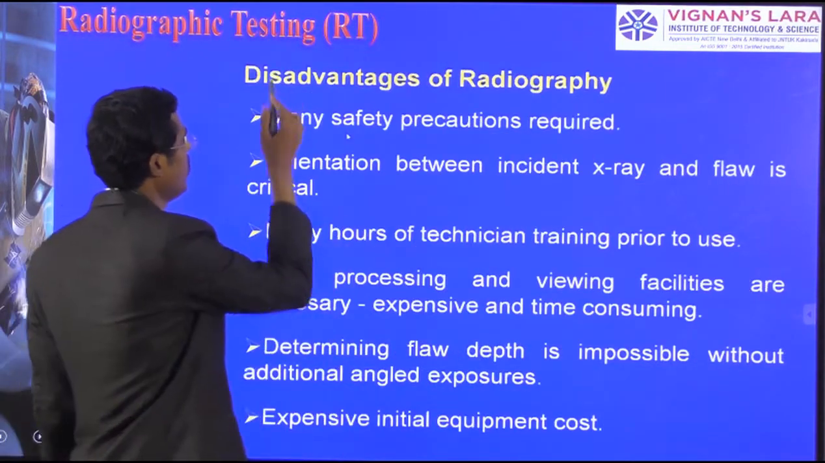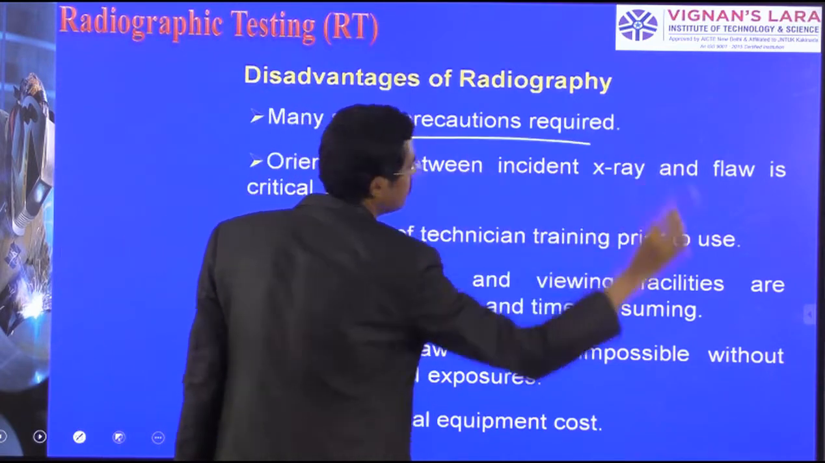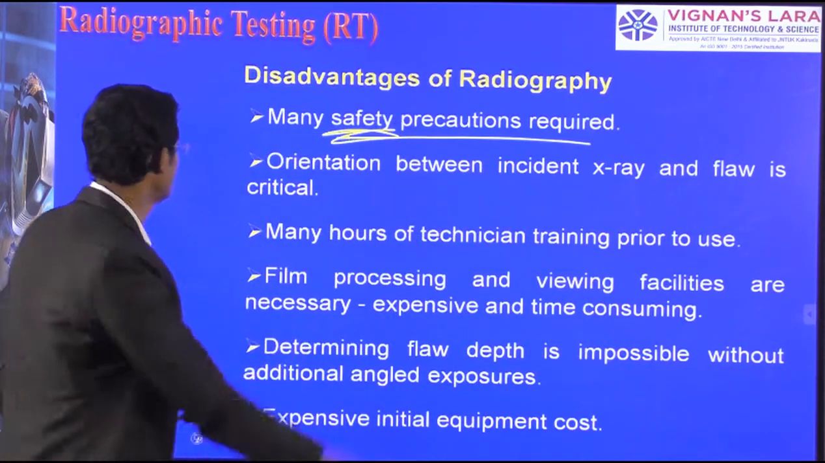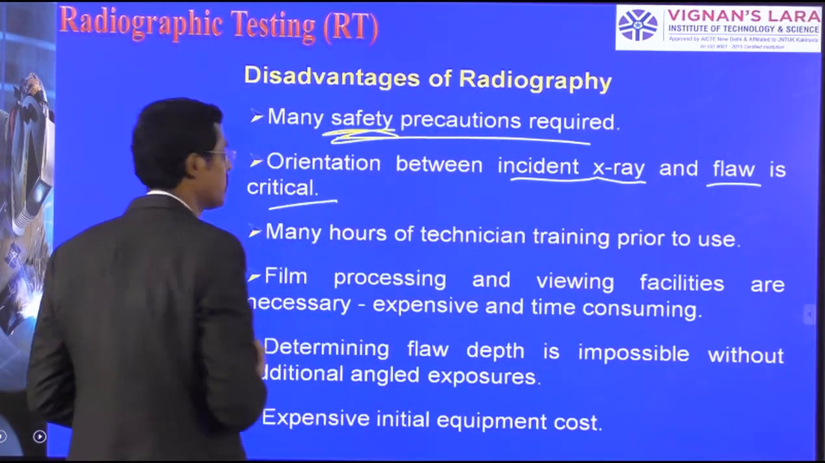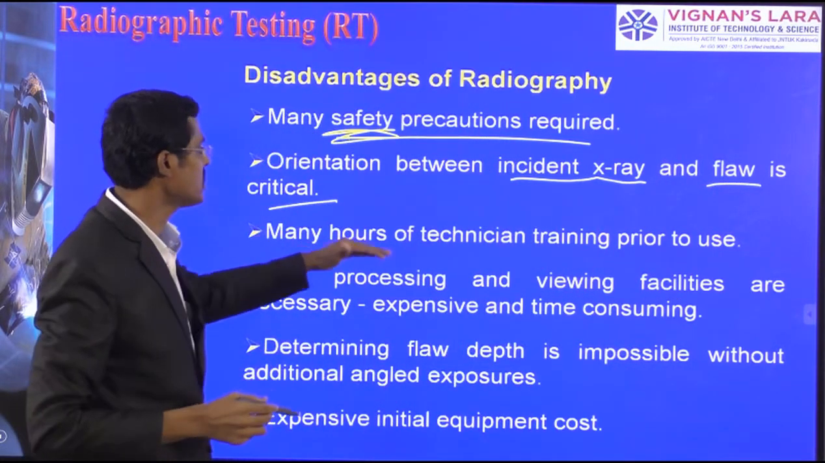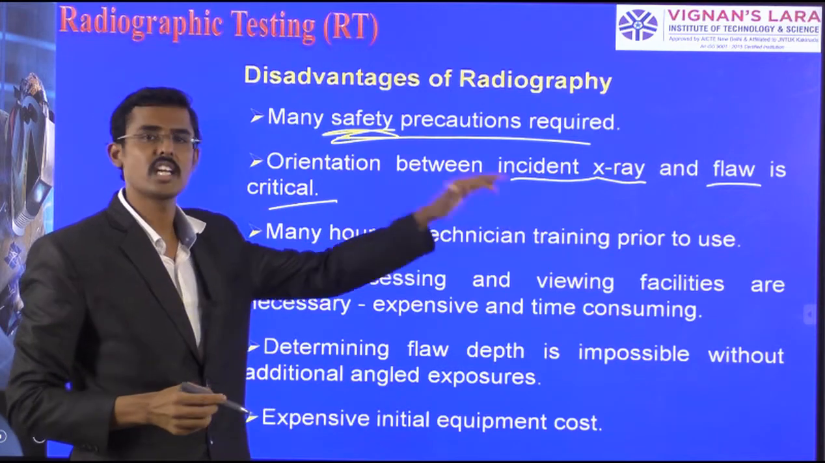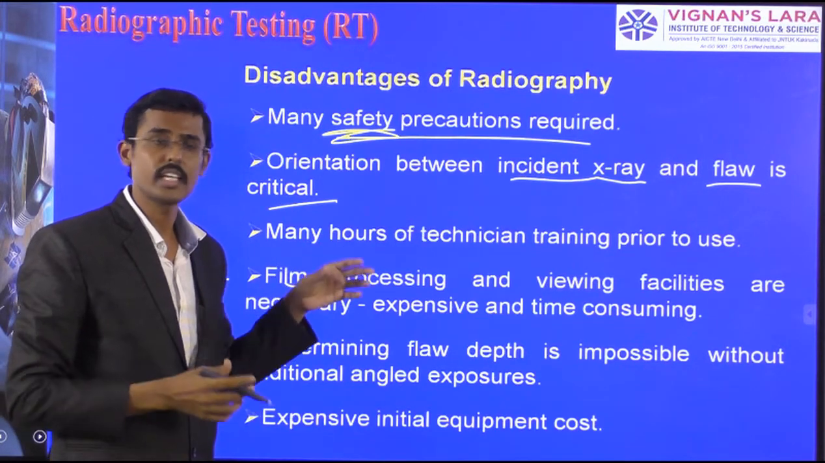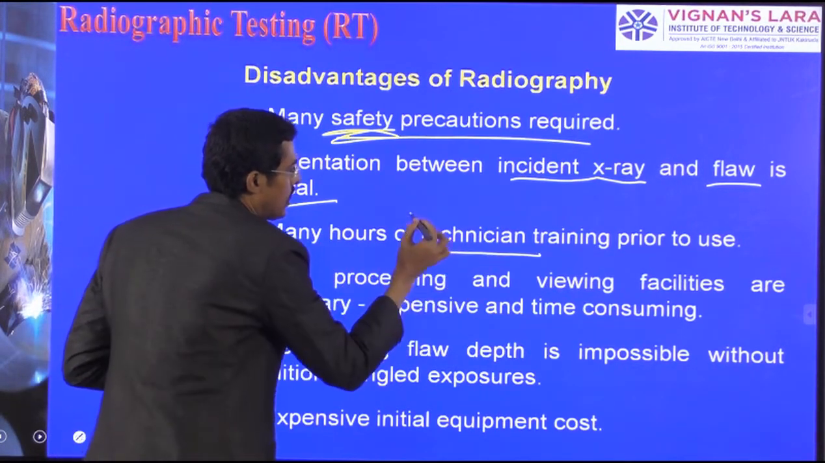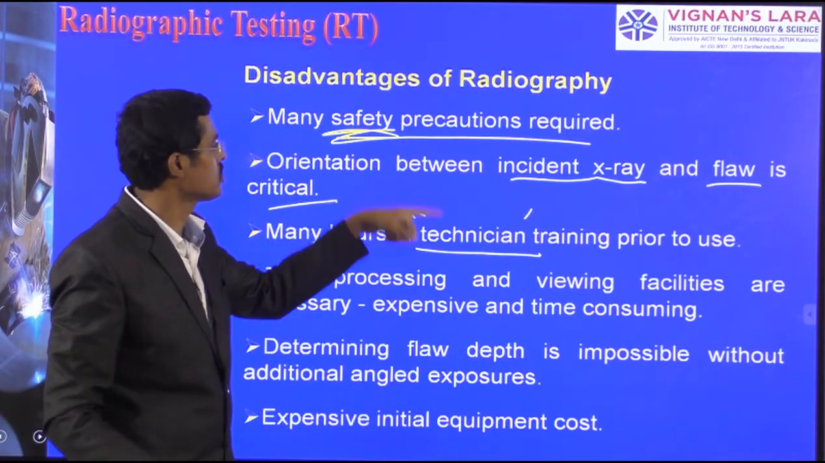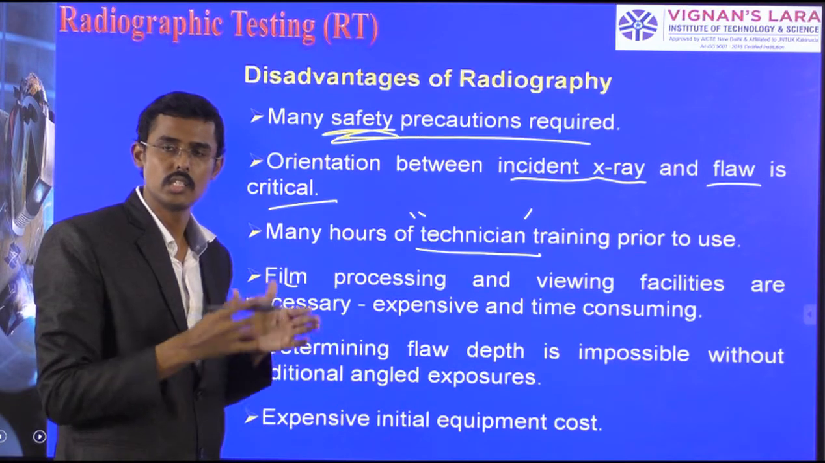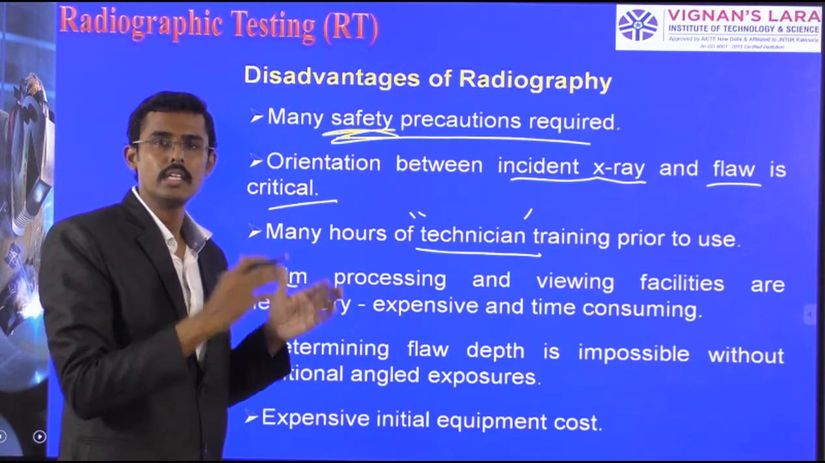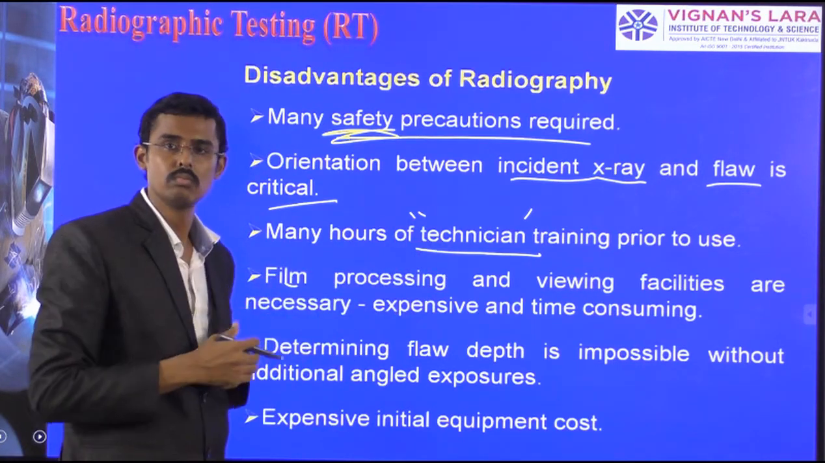So this is about the disadvantages. Many safety precautions have to be taken, as it is harmful to humans. The orientation between the incident X-rays and flaws is critical. Many hours of technician training are needed prior to use. So we have to give technician training, otherwise these radiations will fall on humans. Radiography should not be done in an open room; it should be done in a concrete closed room.